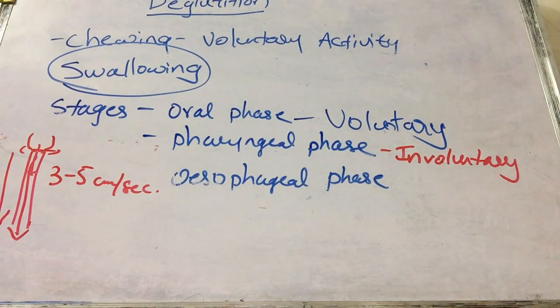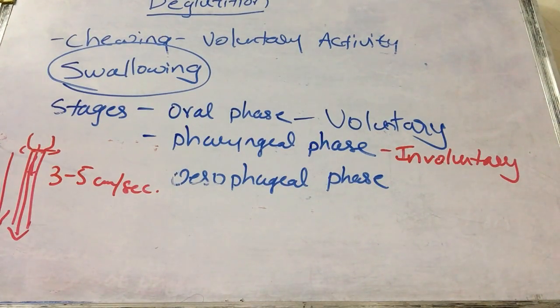If the primary peristalsis is ineffective, a secondary peristaltic wave is initiated to push the food bolus. With the primary peristalsis, if the food is not being pushed properly, then the second peristaltic wave will occur that will push the food into the stomach.